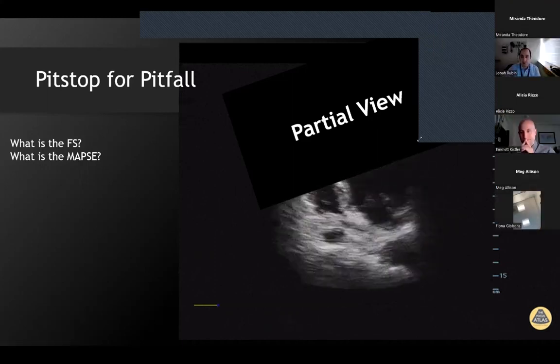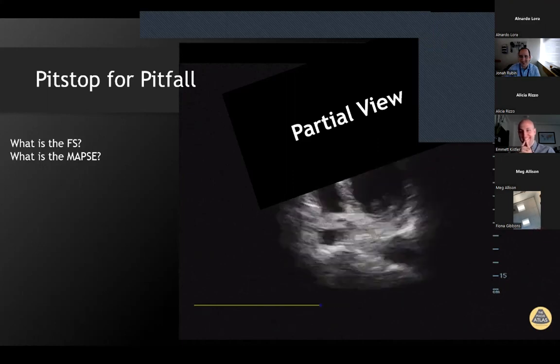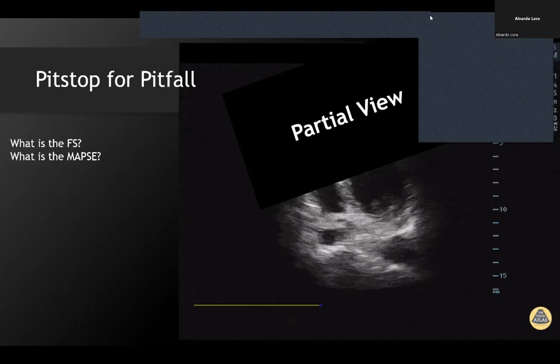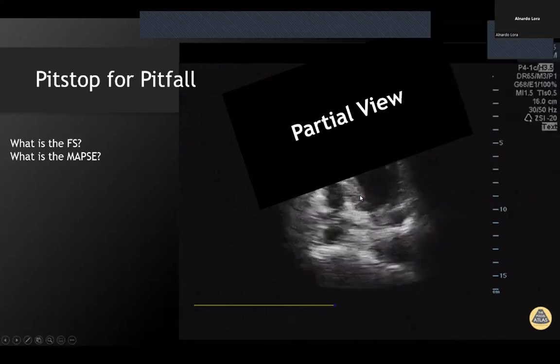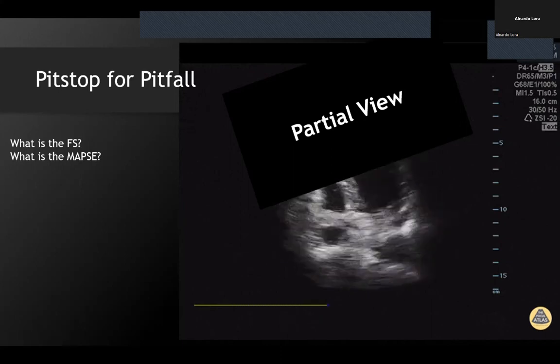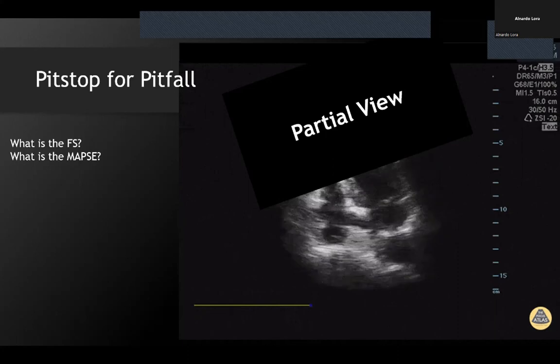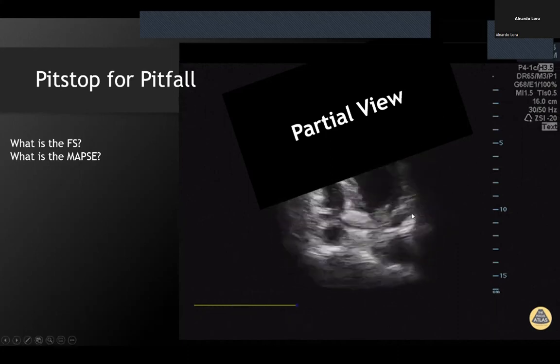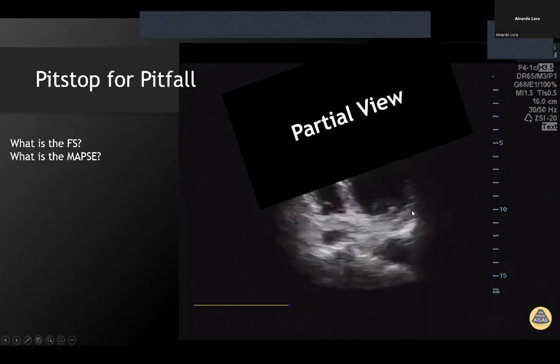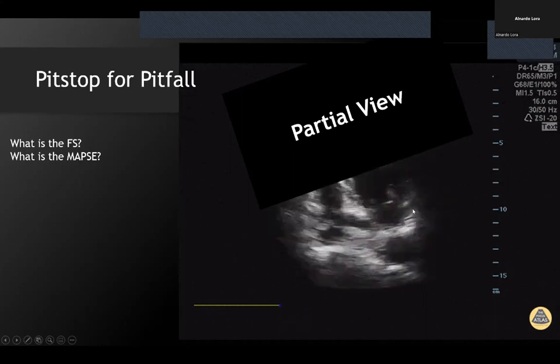Hey, Jonah, I think I would say that the fractional shortening would show a severely impaired EF, where the MAPSE might show a normal EF, because I don't see a lot of movement in the annulus, at least.